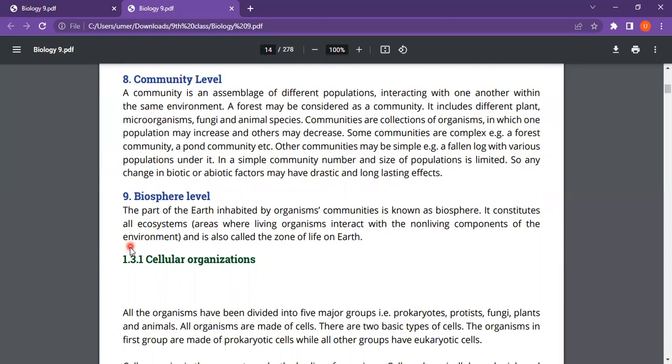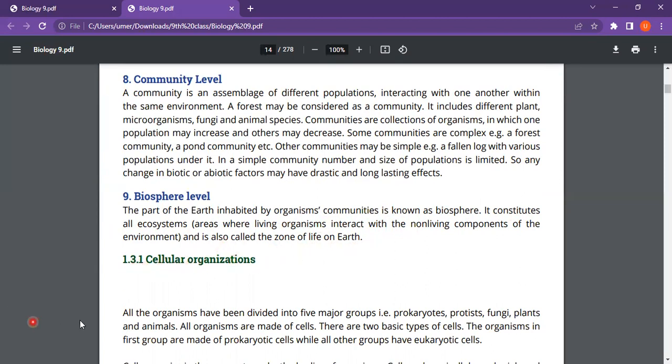Biosphere level. The part of the earth inhabited by organism communities is known as the biosphere. It constitutes an ecosystem, an area where living organisms interact with the non-living components of the environment, and is also called the zone of life on Earth.